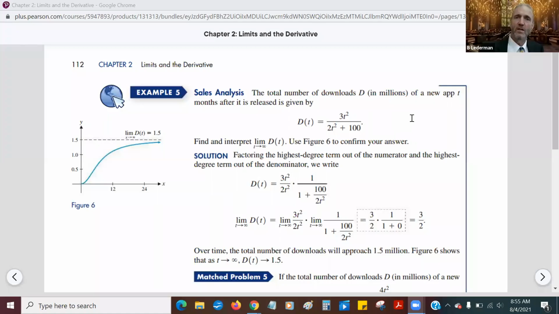So speaking of math, let's actually do some math. Let's go back to the board. This is sales analysis. Let's look at the case here. The total number of downloads, we're going to use the letter D for that, in millions, of a new app, t months, where t represents time, in this case the number of months after it is released, is given by this formula: D of t is equal to 3t squared over 2t squared plus 100.